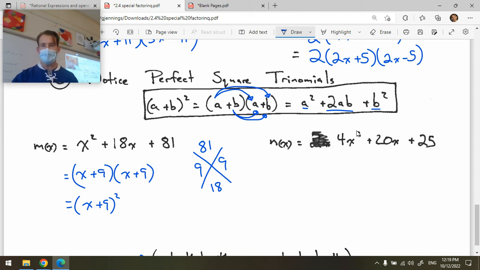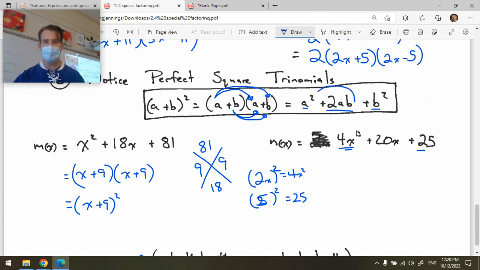Okay? So if it did, then we would have 2x all squared giving us 4x squared for that first one. 25 would be 5 squared. So I just take the square root of that and the square root of that in my head. Like, what would I need to square to get that? So 5 squared would give me 25. And then let's see. If I did 2 times a times b, okay? 2 multiplied by 2x multiplied by 5, well, that would give me 20x.